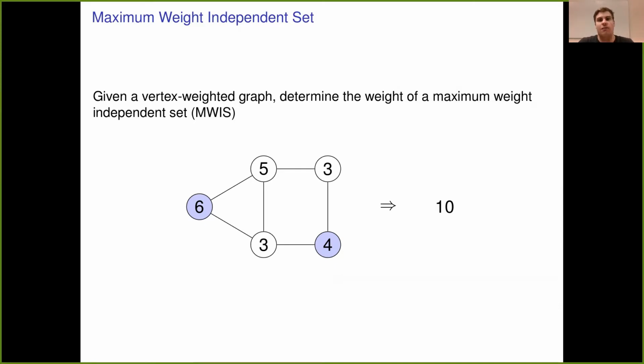In the maximum weight independent set problem, we are given a graph with weights on vertices, and we want to determine the weight of a maximum weight independent set of the graph. In this graph, for example, these two vertices colored blue form an independent set because there are no edges between them, and they happen to form an independent set with the maximum total weight on the vertices, which is 10. So in this case, we output 10.